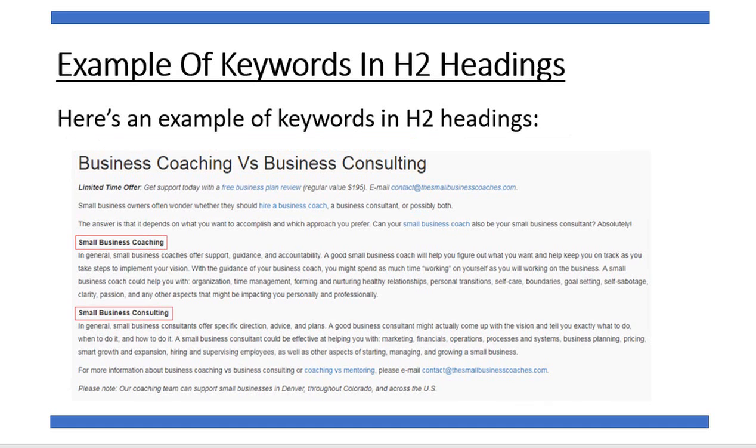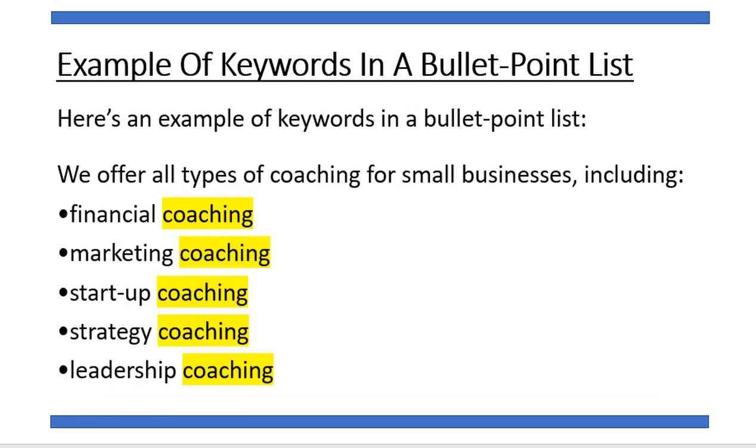Another place that you can put keywords that really don't interrupt the flow of the writing is in the subheadings. And so you can see here I have two of these in red boxes, and normally if I was just doing regular writing, these subheadings might have just read coaching or consulting, but because I'm trying to also optimize, I actually made them be small business coaching and small business consulting. So that specificity will help Google understand what this page is about.